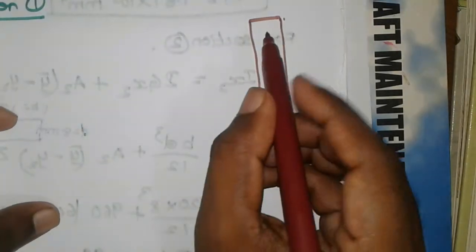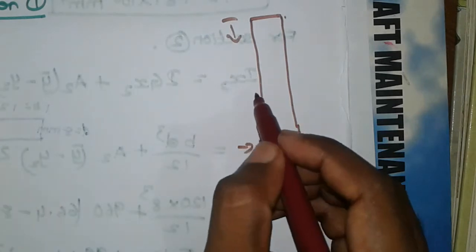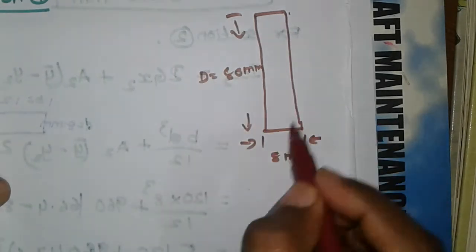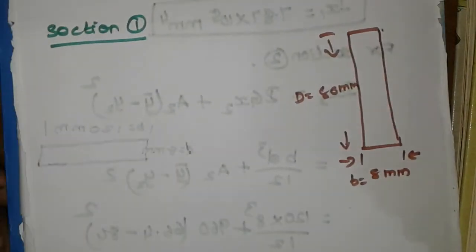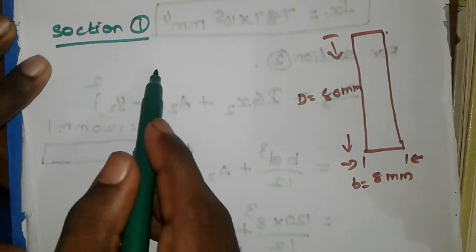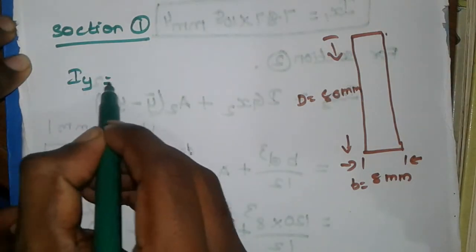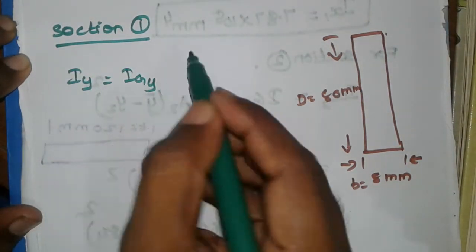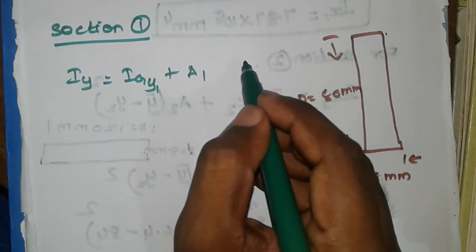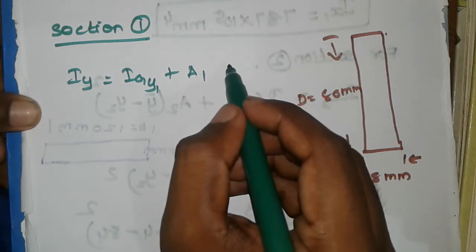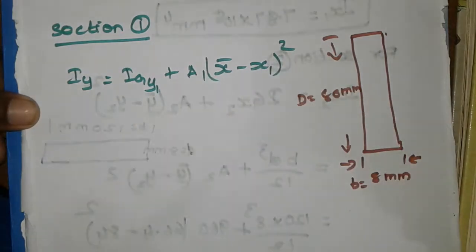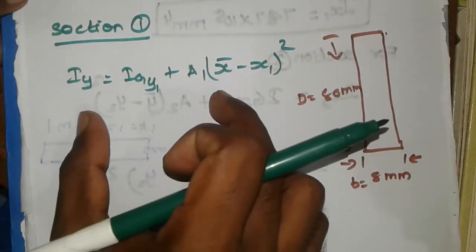Eight mm. This is depth and this is breadth. Okay. For calculating this moment of inertia Iy1, Ig y1 plus A1 x bar minus x1 the whole square. This is the formula for calculating moment of inertia about y-axis.